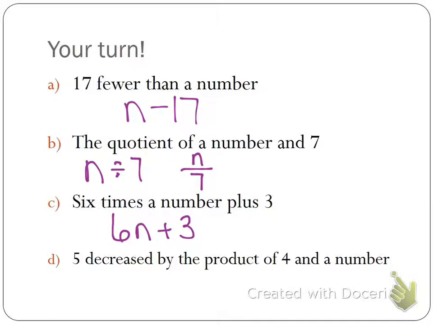Okay, and how did you write it? Did you write it 4n? Yes. No multiplication sign, no parentheses, no little x, just 4n. Okay? If you show a multiplication sign between a number and a variable, I'm taking off points, okay? You don't need it. All right, so now example 2.